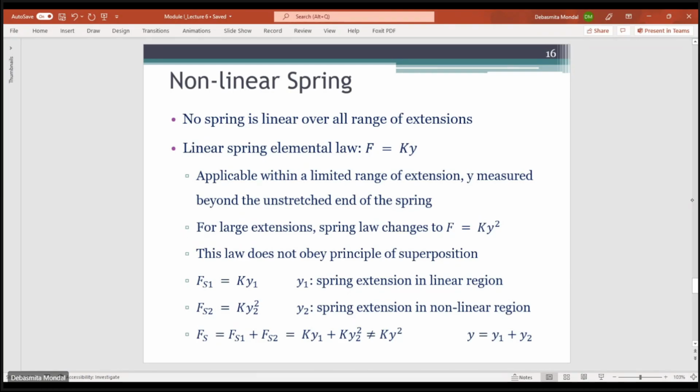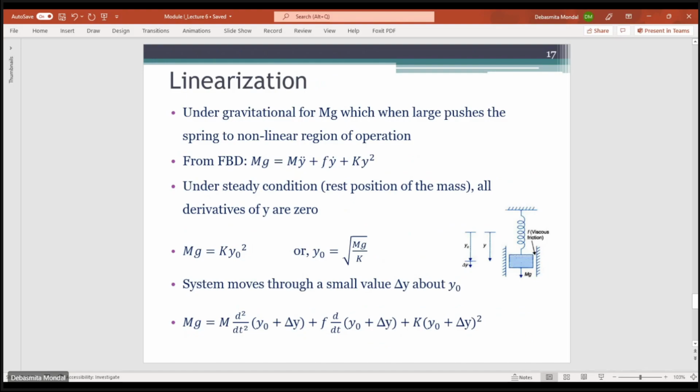If the value of y is measured for large extensions, so if the value of y is very high, then this linear law is no longer followed. The spring follows a nonlinear equation. So that means the force will become equal to k into y squared. And this is a nonlinear equation because it does not satisfy the principle of superposition and homogeneity. That's why it's a nonlinear spring that has two ranges of operation: one is the linear range, and another is the nonlinear range.